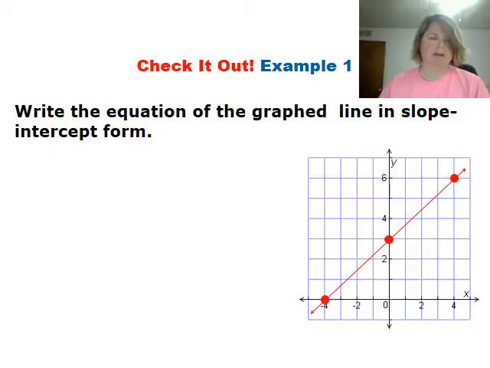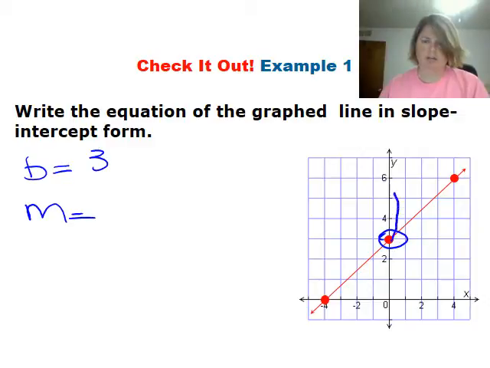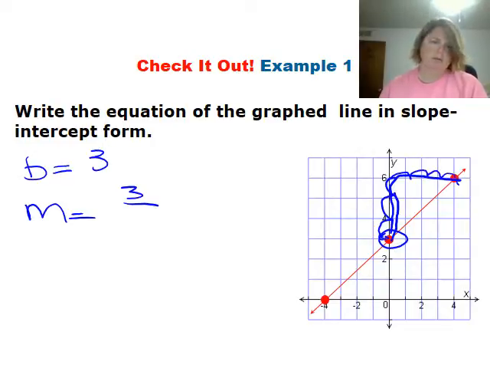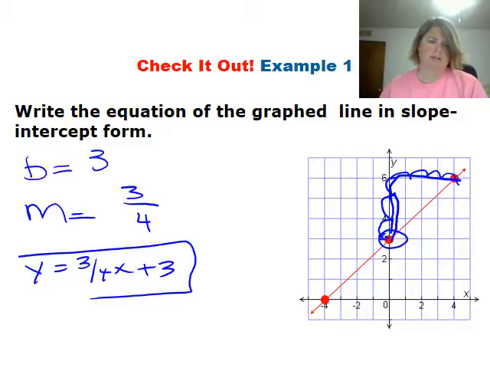All right, welcome back. So 2 things you should have found were the slope and the y-intercept. This y-intercept is 3 because it touches the y-axis at 3. The slope, if I draw a triangle, I'm going to count the rise. Looks like it's 1, 2, 3 over 1, 2, 3, 4. And I'm going to write the equation in slope-intercept form. And that is my answer.